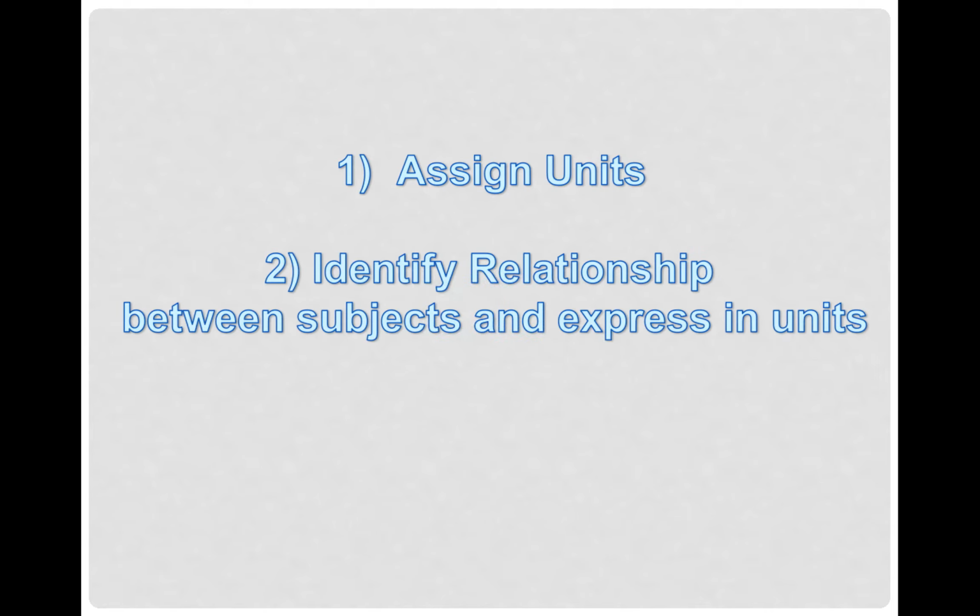First step, or rule number 1, assign units. Number 2, identify the relationship between the subjects and express in units, so that when all are expressed in units, if possible, solving the units becomes possible, and then eventually solve the question. Let's proceed to find out how we can actually apply these three methods in order to solve this particular question.